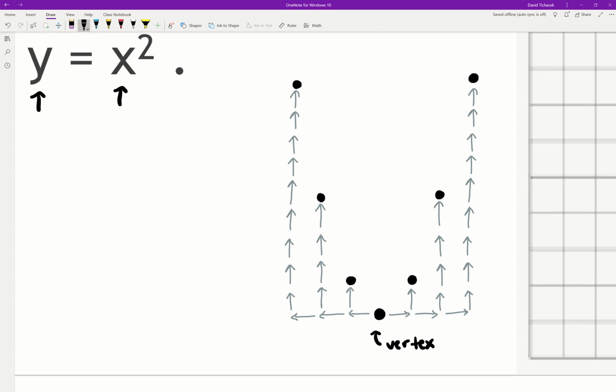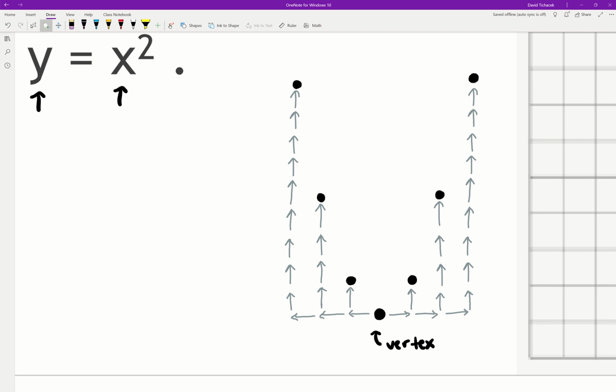So if I sprout out from the vertex down below there a matter of 1 unit to the left and to the right, we would go up from there a matter of the square of 1 unit, which of course is 1. If I sprout out 2 arrows from the vertex, then I'm going to go up the square of 2, which is 4. And if I sprout out 3 arrows, I go up the square of that, which is 9.